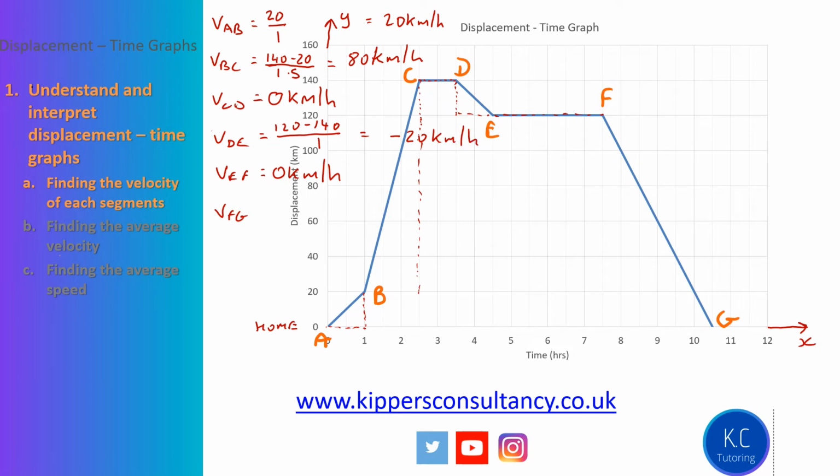Okay. Finally, let's now look at the velocity between F and G. We can see that point F is 120 kilometers from home, and G is at home. So the change in displacement is 0 minus 120, and that takes place over 3 hours. So that would be minus 40 kilometers per hour.